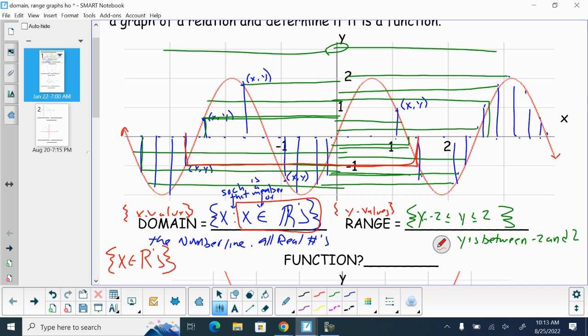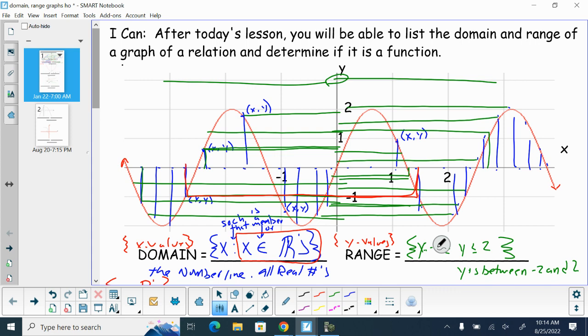Now, you learned something in algebra that allows you to do a little test in regards to a graph, if it's a function or not a function. Does anybody remember what that test was? Vertical line test. You have the vertical line test. The vertical line test. Draw a vertical line.